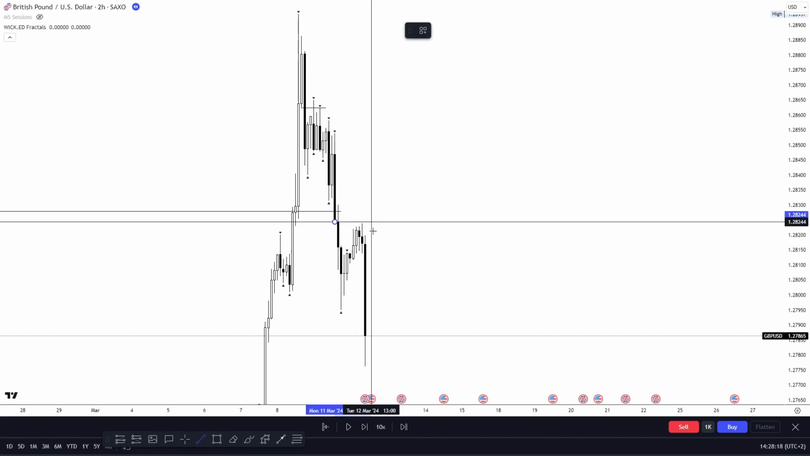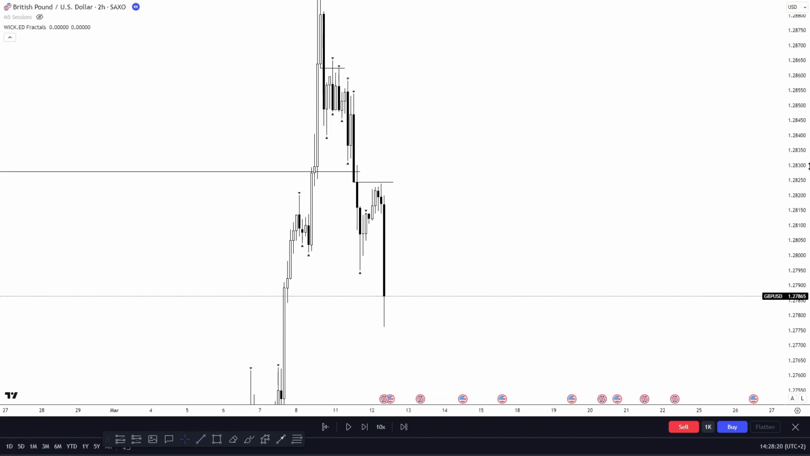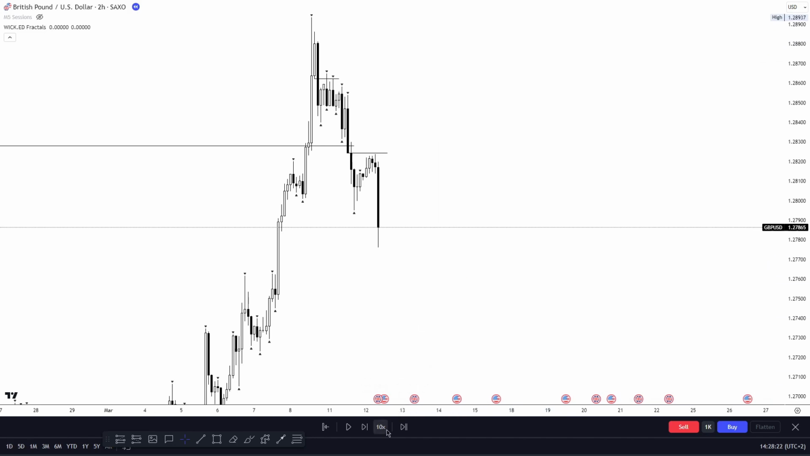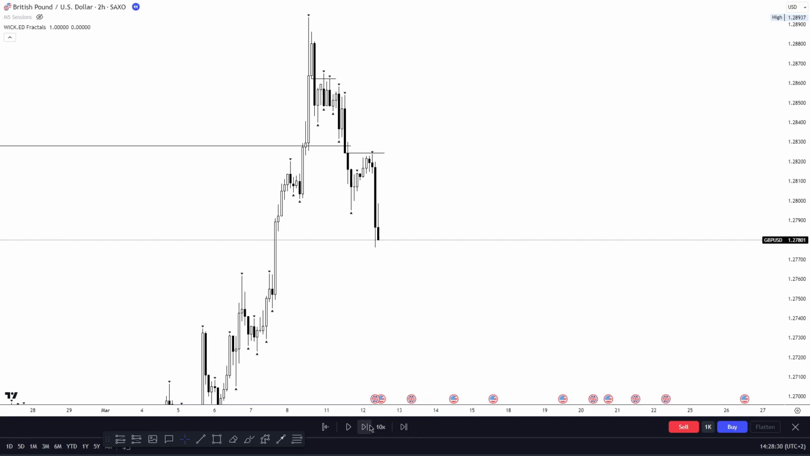And here price does a fulfillment of the fair value gap, and right now we can say that we have valid order flow. So right now I would be interested only in short positions.